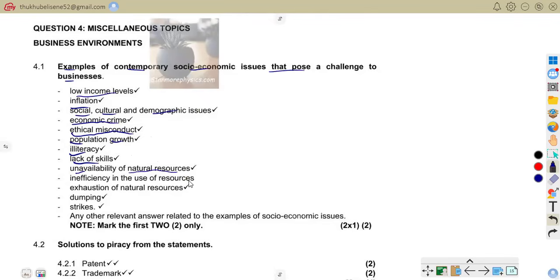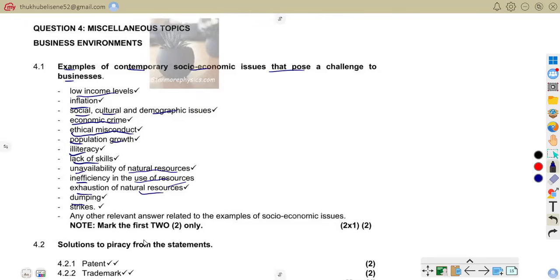Unavailability of natural resources. A business may struggle when important natural resources are scarce or unavailable. Inefficient use of resources happens when a business wastes resources such as money, materials, or labor. For example, producing too many products that cannot be sold leads to waste. Exhaustion of natural resources is when natural resources are used faster than they can be replaced.